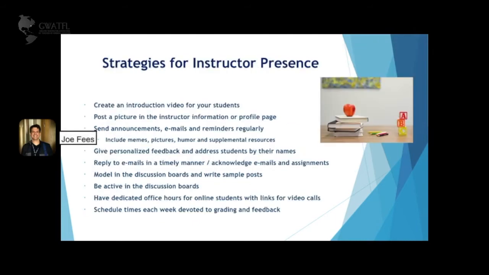There are many strategies that one can use to increase instructor presence in an online course. Some of these include creating an introduction video for your students. Students want to know a little bit about the instructor that is teaching the course. Post a picture in the instructor information or profile page in the learning management system. Make sure you send announcements, emails, and reminders regularly in the course. Also, it may be good to include memes, pictures, humor, and supplemental resources in these announcements and emails.